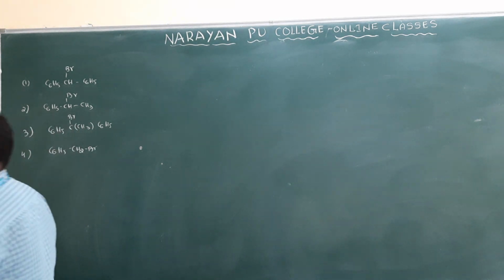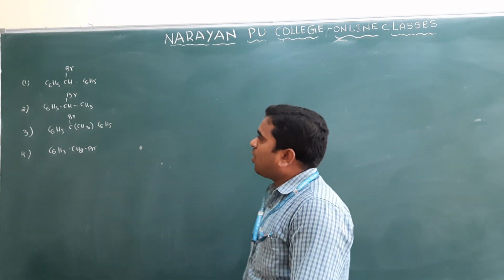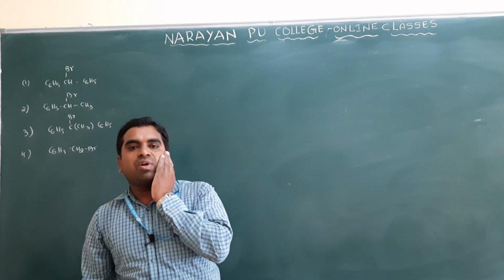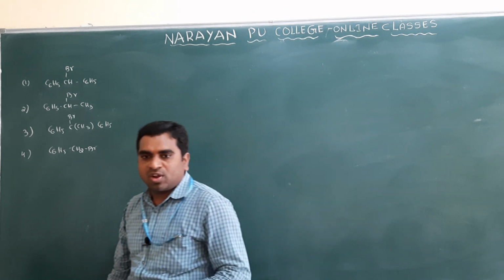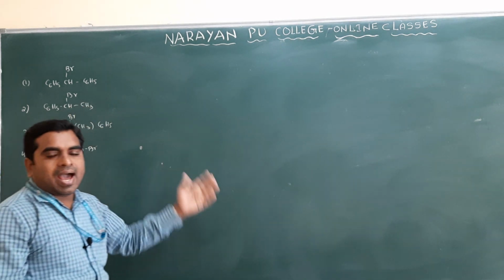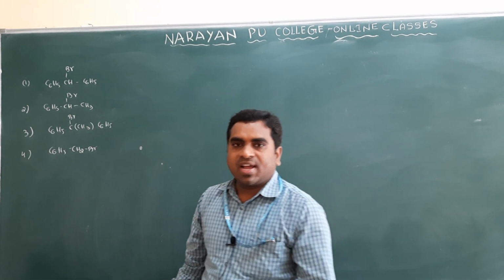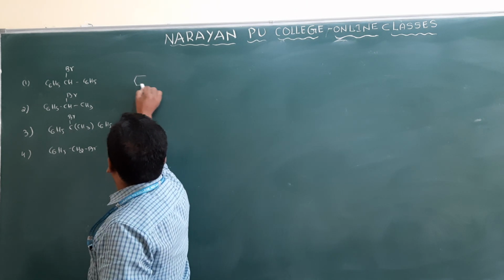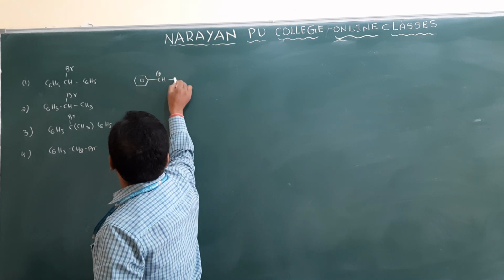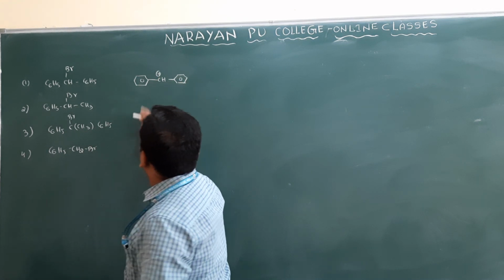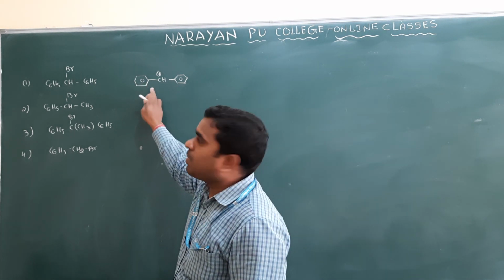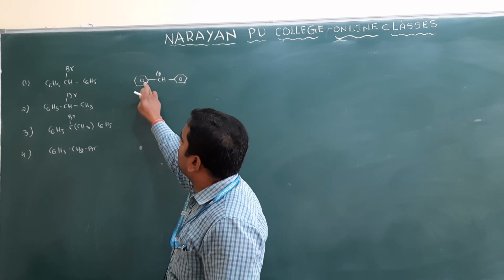Which alkyl halide undergoes the SN1 reaction very fast? Clear? I already said the reactivity in the SN1 reaction depends upon the stability of the carbocation. Whichever alkyl halide gives the stable carbocation, that alkyl halide undergoes the SN1 reaction very fast. See, this is the first one they have given here. If the bromine is removed, a positive charge will be formed here. This carbocation is stabilized by the two benzene rings here, by resonance. Clear? And this positive charge is stabilized by the two benzene rings.